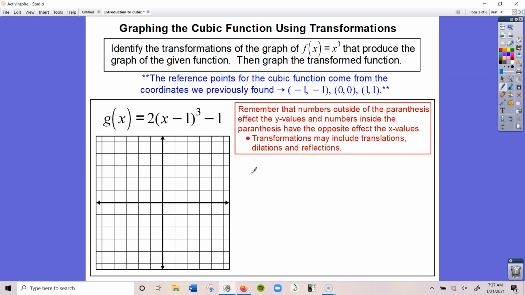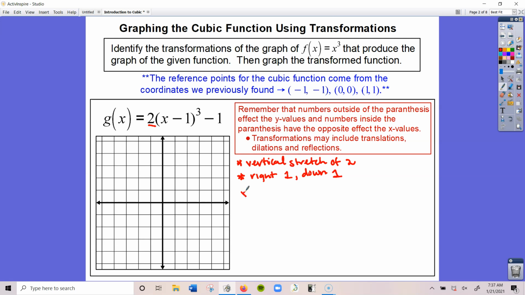So when I look at this equation, first let's identify the transformations, keeping in mind that anything inside the parentheses affects the x, and anything that is outside of the parentheses affects the y. Based on the equation, I can say that there is a vertical stretch of 2 because of this 2 here. Since it's being multiplied on the outside, that means that the y values will get bigger. So vertical stretch. This minus 1 means that it's going to go to the right 1. And this minus 1 at the end means that the graph will go down 1.